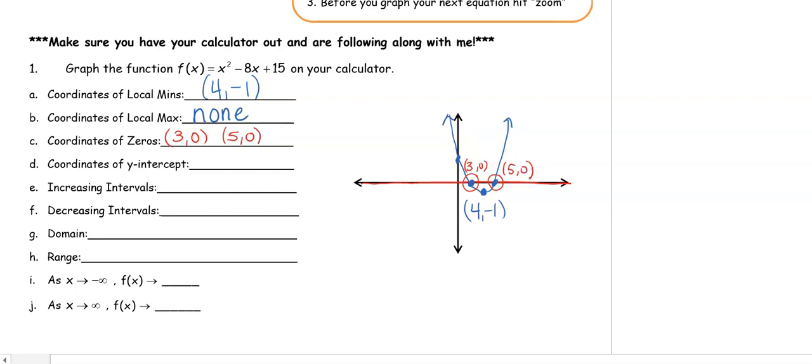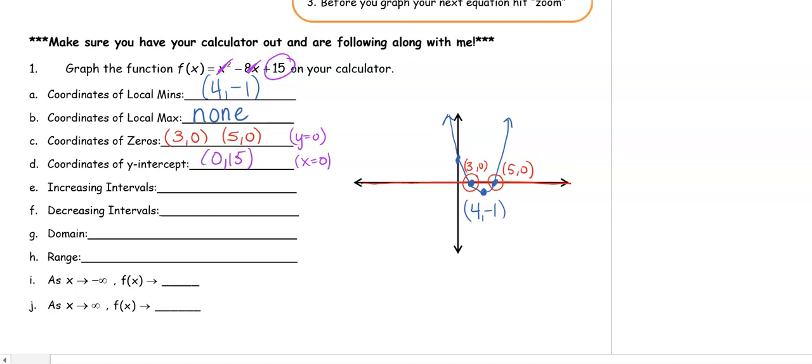Coordinates of the y-intercept. The one thing that we know about the x-intercept is that the y value is 0. Something that we know about the y-intercept is that the x value is 0. So our equation is in standard form. We're going to learn more about those forms. And if I plug 0 in, gone, plugged, gone, our y-intercept is at 0, 15. That's one way to find it.